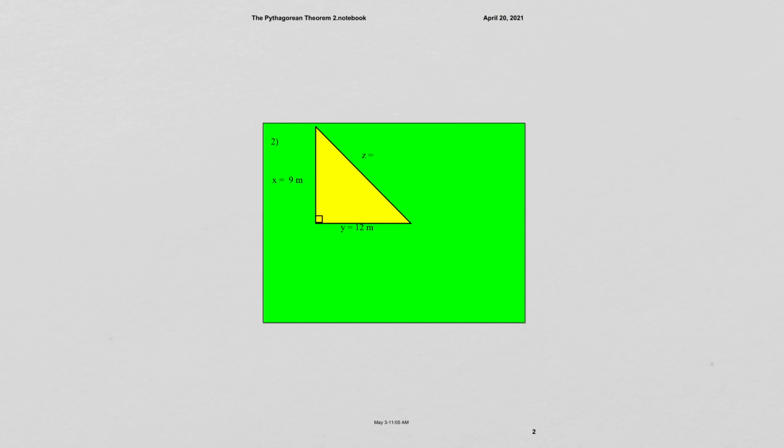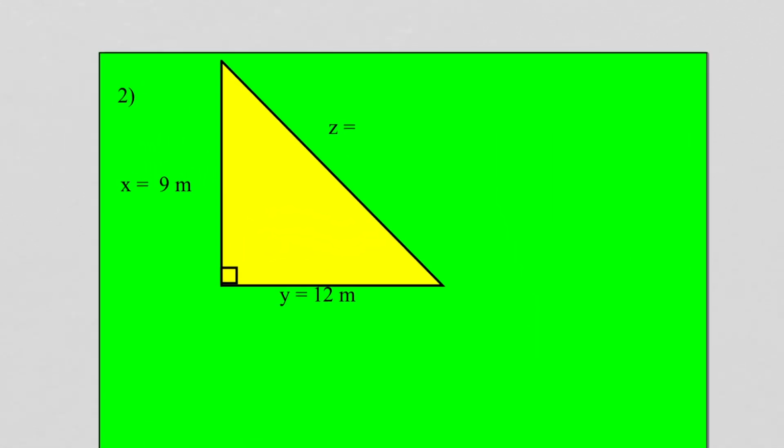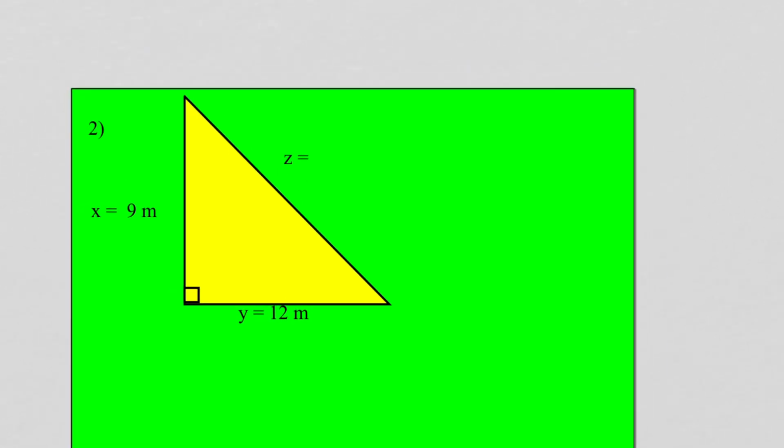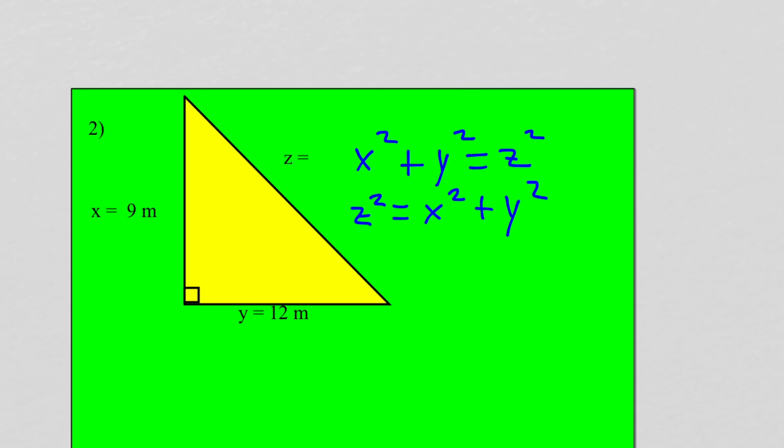So we'll go on to number 2. We have another right triangle here. We have different variables this time. x equals 9, y equals 12, and we want to find out the value of z. So we can say x squared plus y squared equals z squared, or we can reverse it and say z squared equals x squared plus y squared. And then we can substitute in our values.